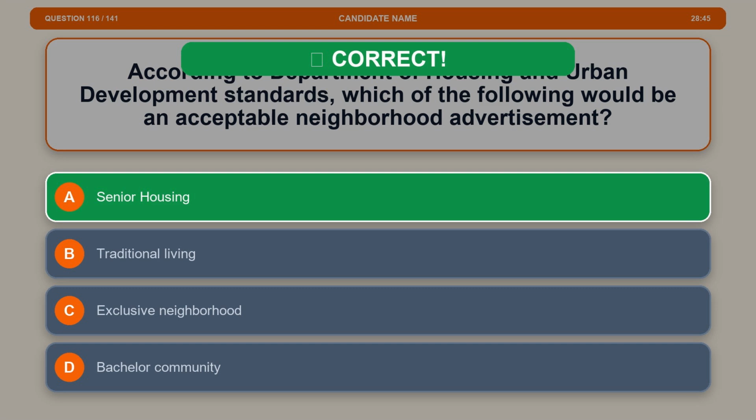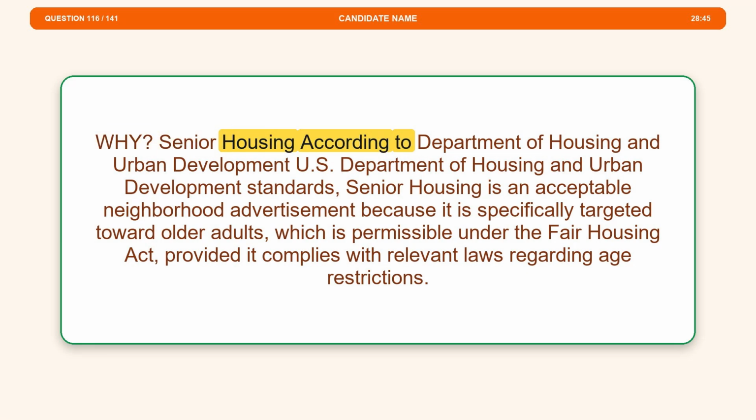The correct answer is option A. Senior housing. According to U.S. Department of Housing and Urban Development standards, senior housing is an acceptable neighborhood advertisement because it is specifically targeted toward older adults, which is permissible under the Fair Housing Act, provided it complies with relevant laws regarding age restrictions.